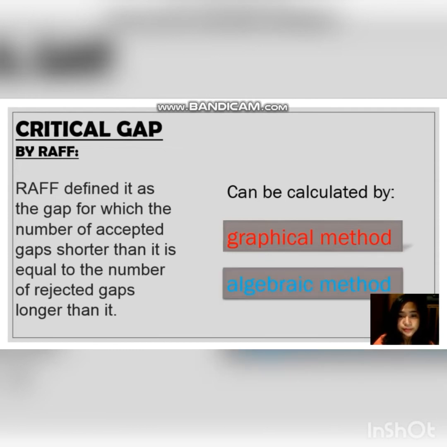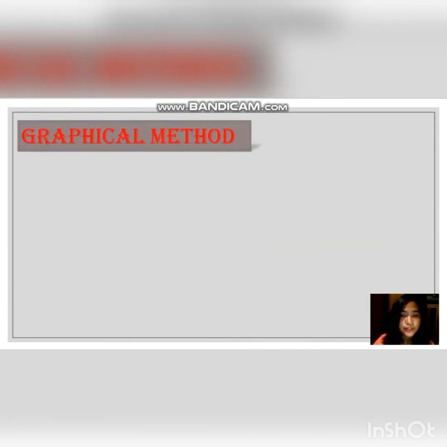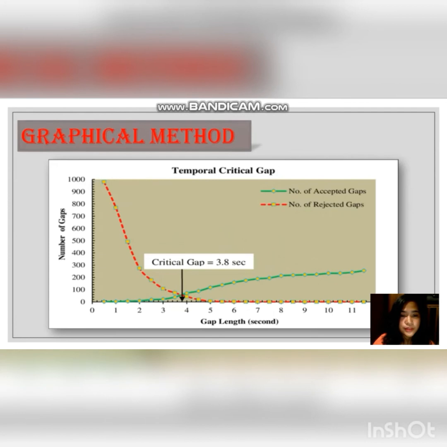Next, let us discuss the critical gap by RAF. RAF defined it as a gap for which the number of accepted gaps shorter than it is equal to the number of rejected gaps longer than it. It can be calculated by the graphical method and the algebraic method.